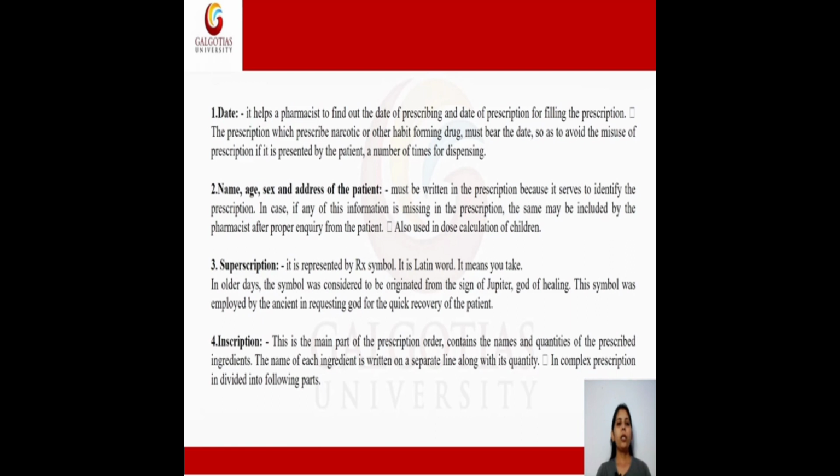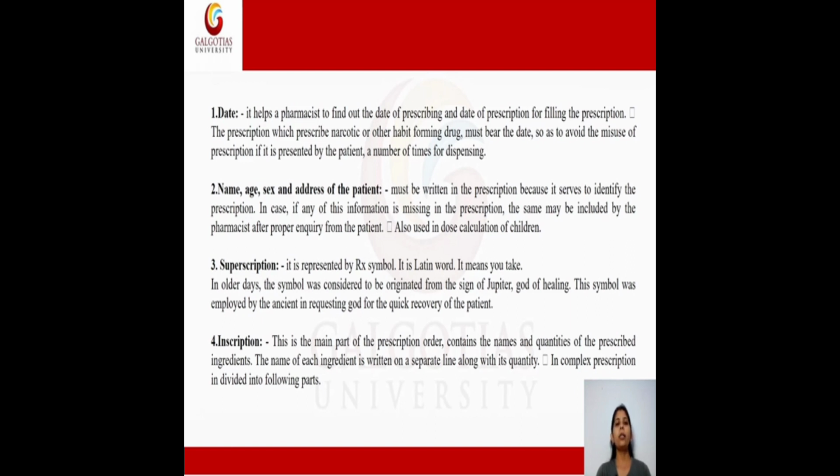Third, superscription. It is represented by the Rx symbol. When we start to write the medication, the third part of any prescription is known as the superscription, which is represented by the Rx symbol. It is a Latin word that means you take. The meaning of the Rx word is you take.